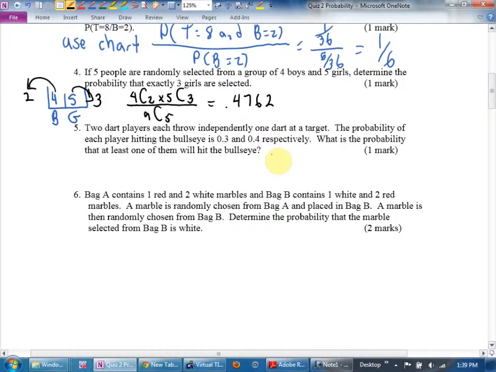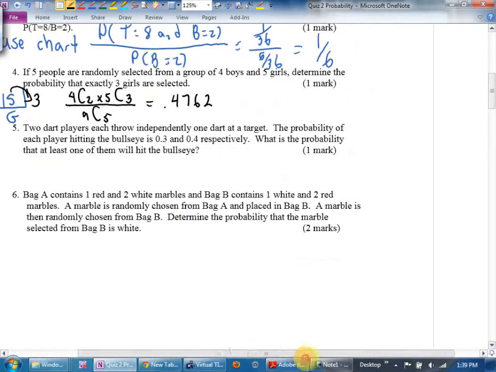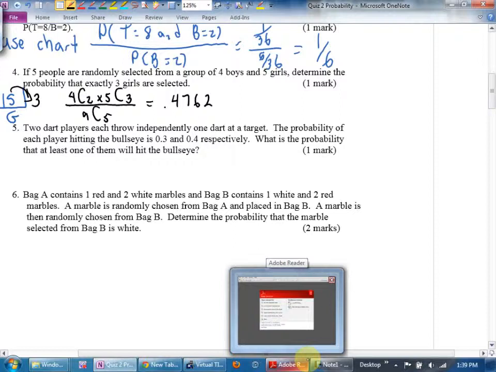Number 5, 2 dart players. How many dart players? 2. I'm already thinking maybe 3. They throw independently 1 dart at a target. The probability of each player hitting a bullseye is 0.3 and 0.4 respectively. What does respectively mean? In that order. What's the probability that at least one of them, you know what?